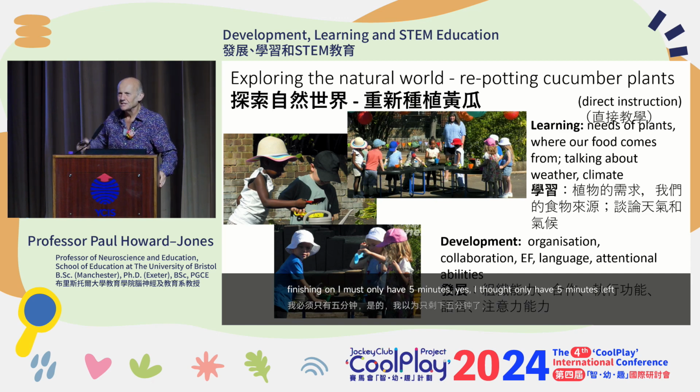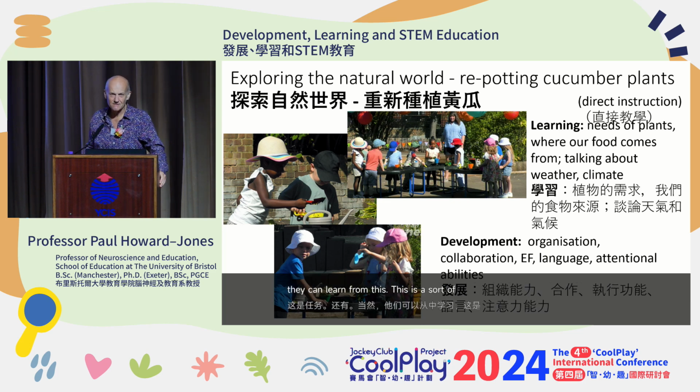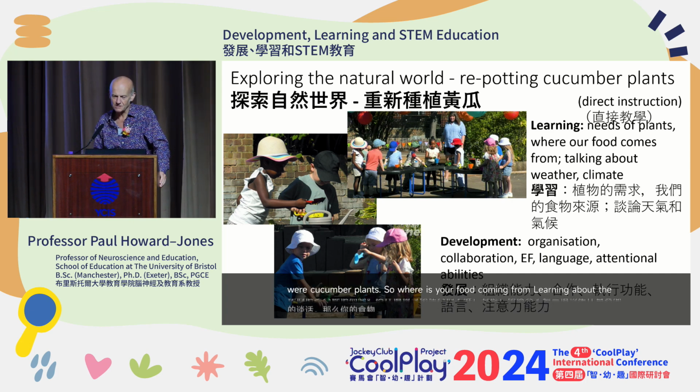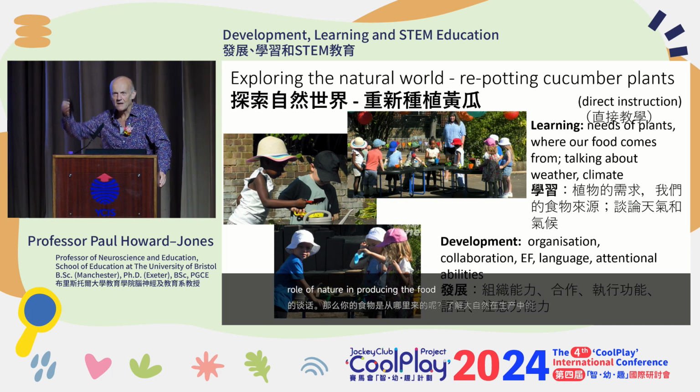We asked children to repot some plants. This was the task. And of course, they can learn from this. This is a sort of task which I'm sure is familiar to many of you. Repotting the plant allows a conversation about what the plant's about. These were cucumber plants, so where is your food coming from? Learning about the role of nature in producing the food, learning about how the weather impacts on the growing of the food. That can give rise to a conversation about climate, and I don't think children are ever too young to start understanding about these things.